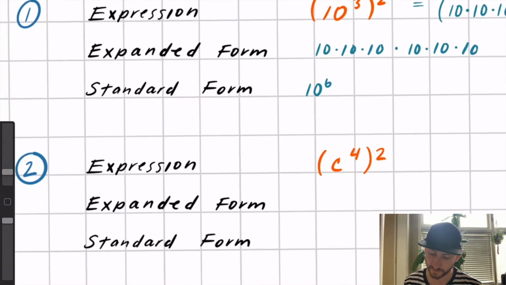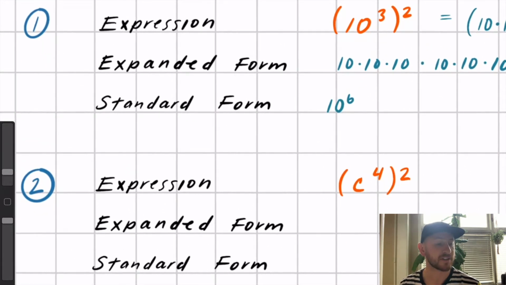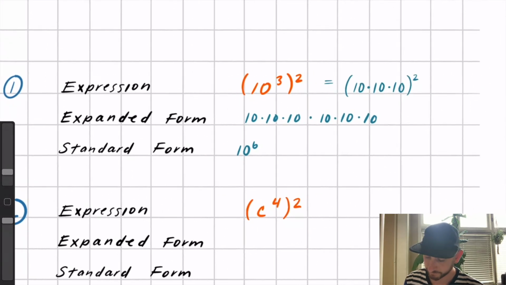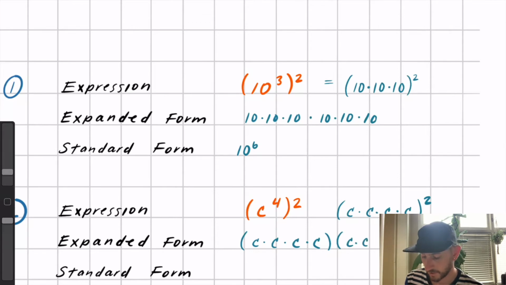Let's look at the next example, number 2. Our original expression is c to the power of 4 squared. So for this one, inside the parentheses, there are 4 c's all being multiplied together, and that whole thing is being multiplied times itself, squared. So if I wrote that out in expanded form, it would be c times c times c times c, which really means c to the 4th, times itself, one more time. So the contents of those parentheses are happening 2 times, being multiplied together 2 times.